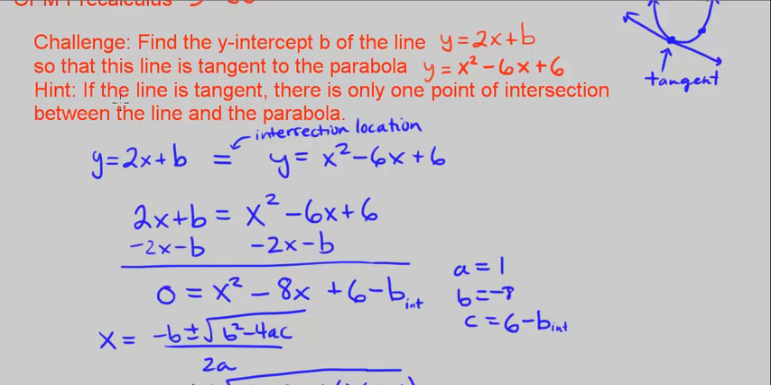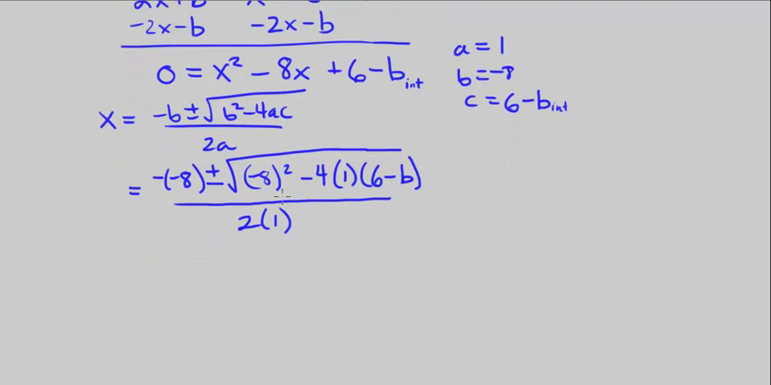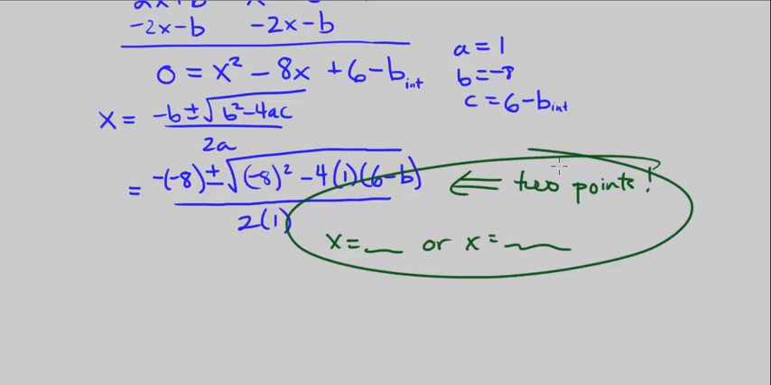Remember, the hint says the line is tangent, then there's only one point of intersection between the line and the parabola. Okay? So what we have to remember here is that this is going to give us two different points, right? Right now, this gives us 2 points. We're going to get x is equal to something, or x is equal to something else. That's going to give us 2 points.